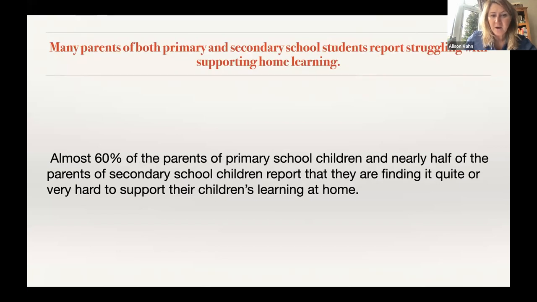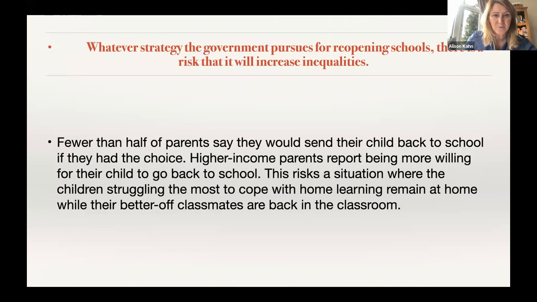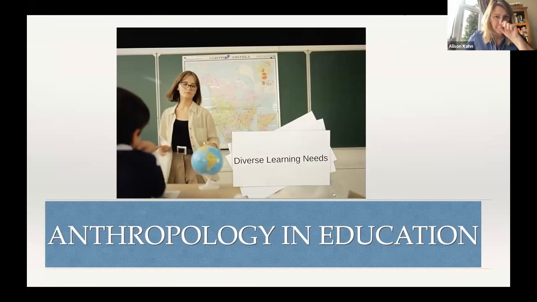60% of parents from primary schools and nearly half of parents from secondary reported that they were finding it hard or very hard to support this. And whatever strategy the government pursues after reopening, meaning now, there is still a risk of these increased inequalities. So that's all in a way the status quo.